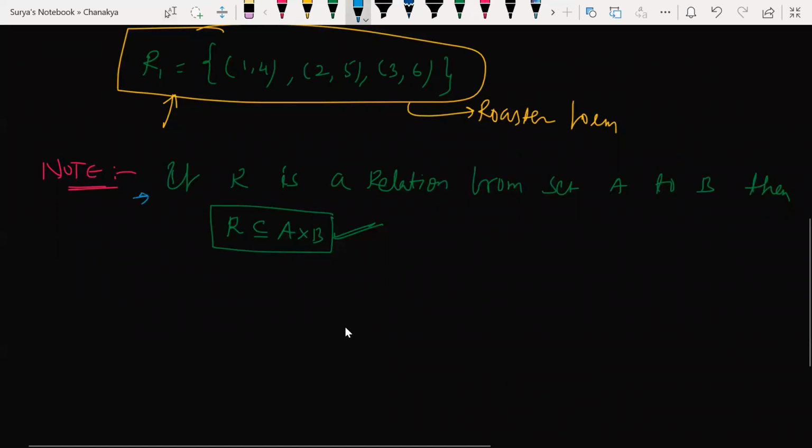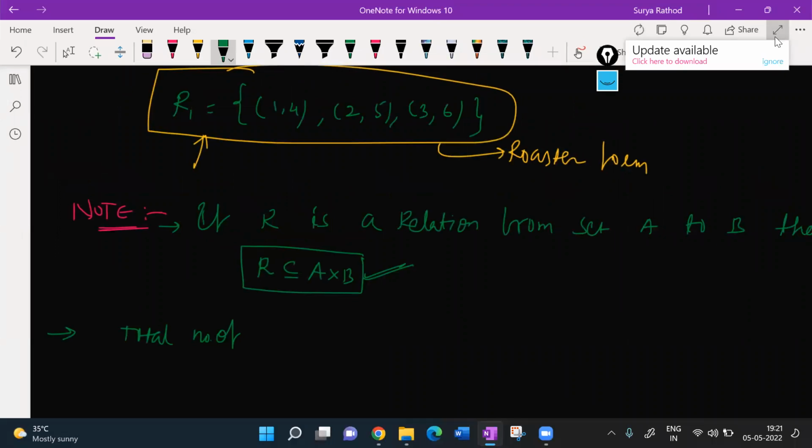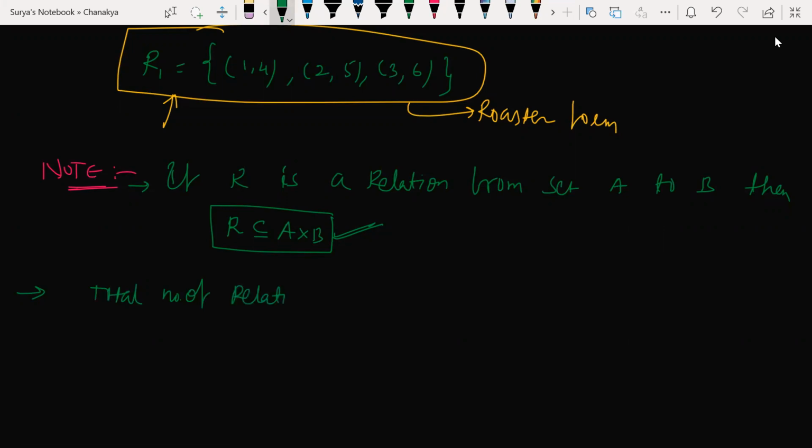This is note number 1. Next, note number 2: total number of relations from set A to set B is equal to 2 to the power of n(A) into n(B). n(A) into n(B).